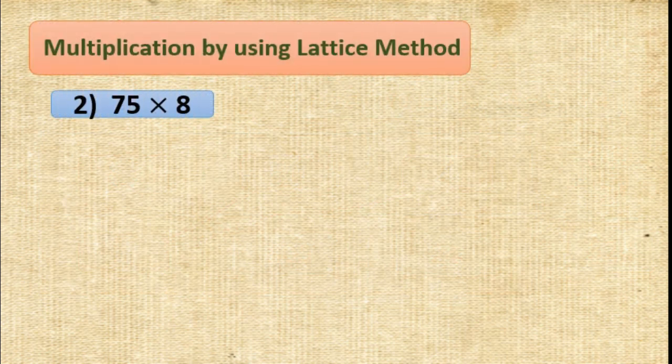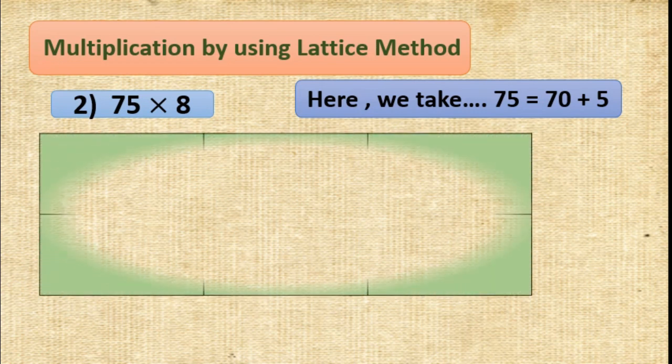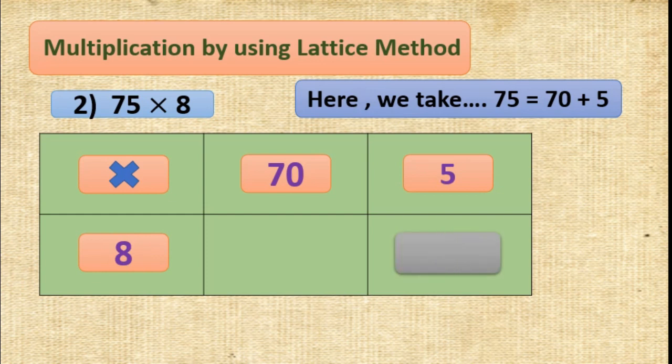Multiplication by using lattice method. Here I have taken 75 multiplied by 8. Now we will again bifurcate 75. Okay, that is 70 plus 5. I have written 75 in the expanded form. Now again we will make a table. Then I will write 70 and 5 here, and here the multiplication sign, and what to write here? 8, isn't it? Now I am going to multiply 8 and 5, 8 and 70.